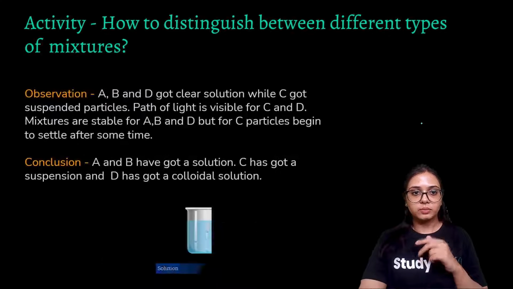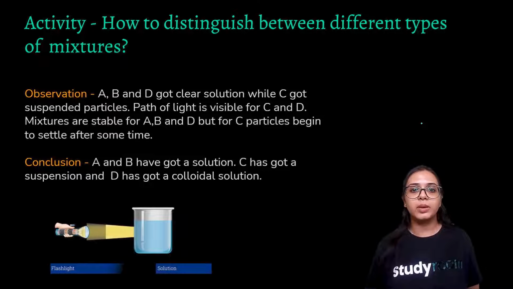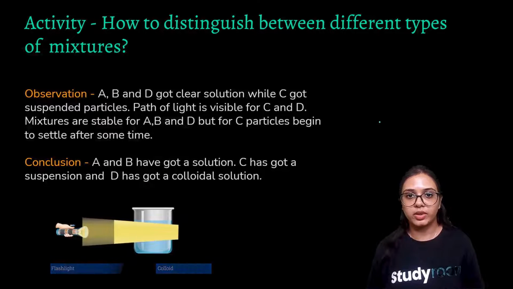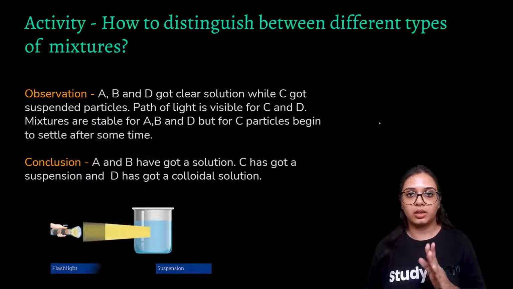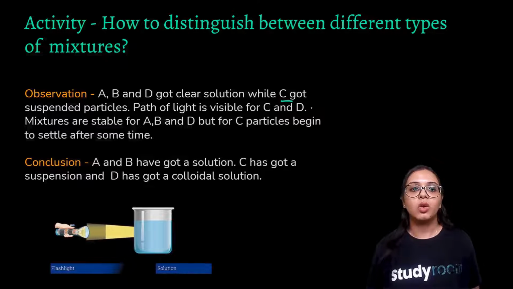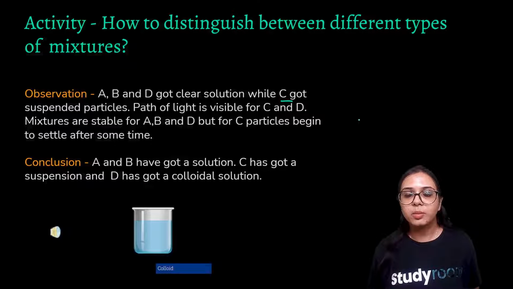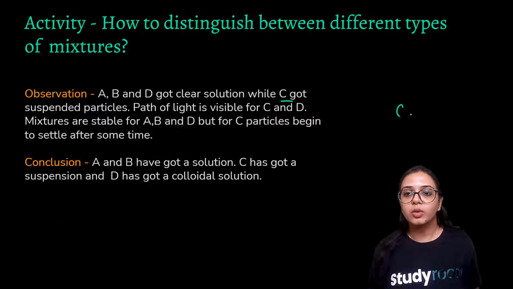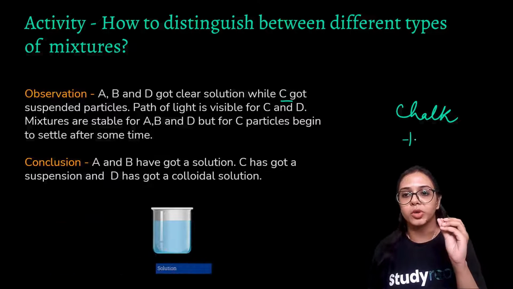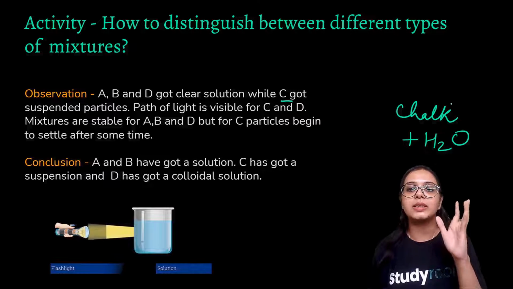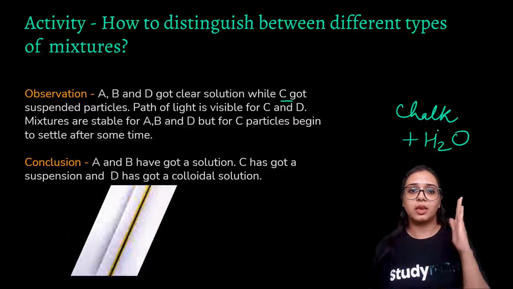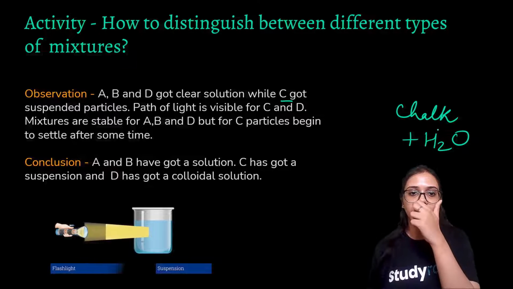What is the difference? The difference is that A, B and D got a clear solution. So both the copper sulfate solutions and the milk got a clear solution, while the chalky solution, person C, got suspended particles. Why suspended particles? Because the small components that chalk formed in water did not dissolve very easily. They did not get that uniform mix that, say, the copper sulfate solution got, right?